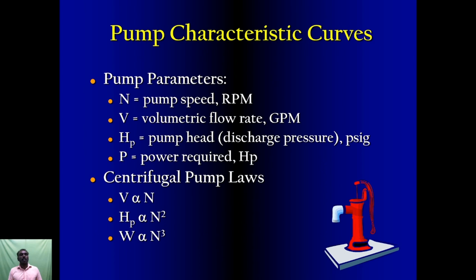Then the centrifugal pump laws. V, that means volumetric flow rate, is directly proportional to pump speed. Then H, pump head, is directly proportional to the square of the pump speed. Then W, work output, is directly proportional to the cube of the pump speed. These are the three basic laws of centrifugal pump.